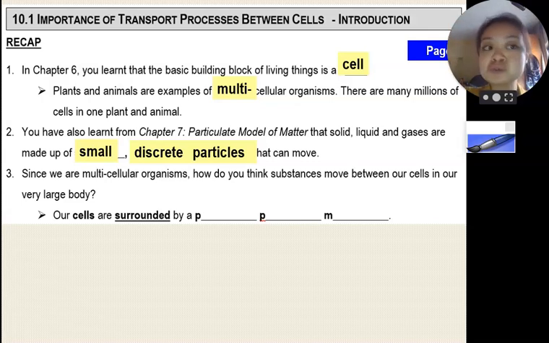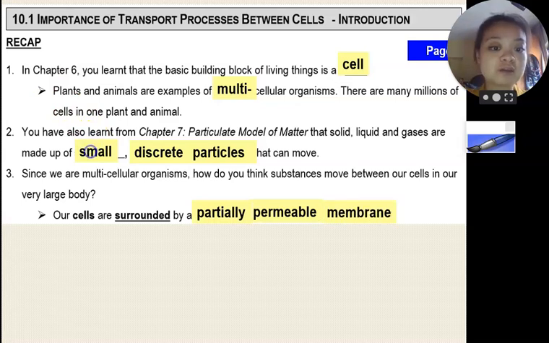Now since you and I are multicellular organisms, we are made up of more than one cell. We are made of millions of cells. How do our cells communicate with each other? How do our cells allow nutrients like sugars, fats and protein molecules to enter our cells to be stored in our vacuole? There must be a process by which these particles are able to enter our cells. And the third thing that you need to know is that our cells are held together by a partially permeable membrane. They are surrounded by a membrane.